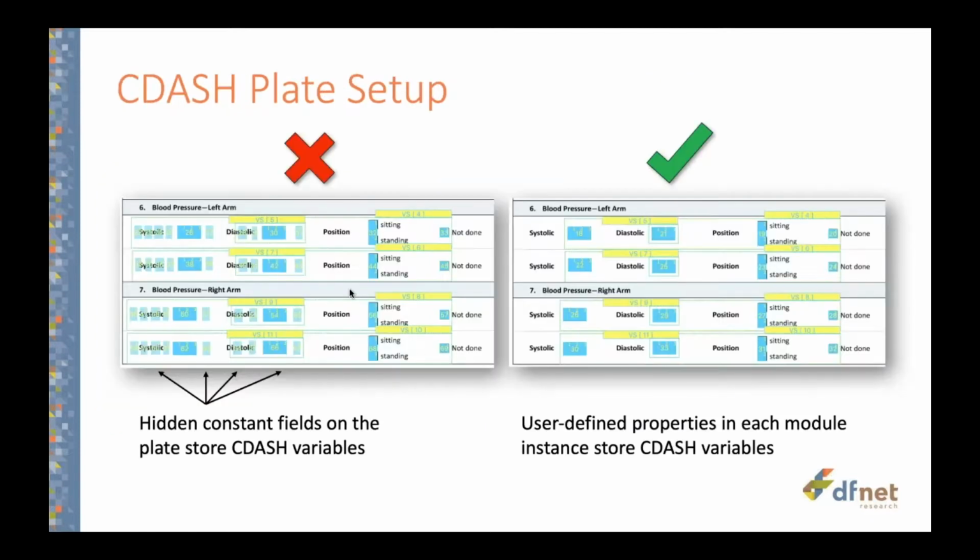So going back to the CDASH example, I was mentioning before that we tried a bunch of other different types of solutions for implementing those CDASH variables that aren't actually data collection fields, how to get those into the database. And you can see all the little blue fields in there. Those are hidden constant fields that we were using previously, and they really got in the way. You had to have edit checks in there to navigate around them. And so using user-defined properties added within the module instance to store that CDASH information, it keeps our CRF nice and clean. It makes data review and data validation a lot easier.